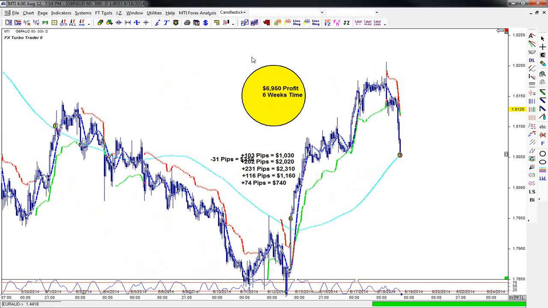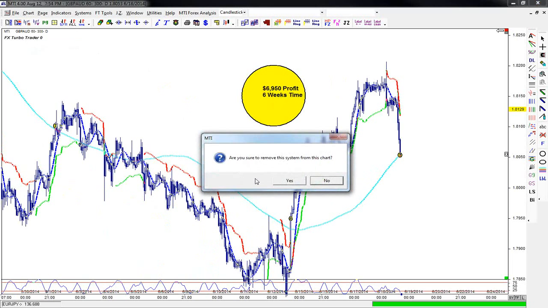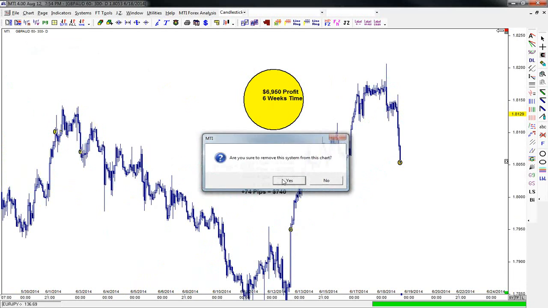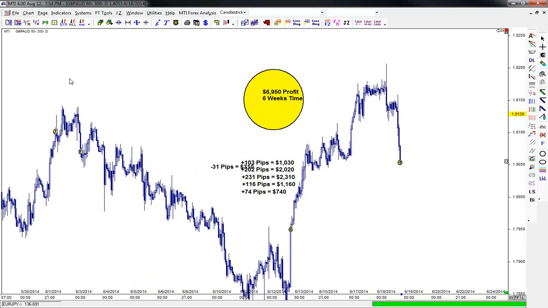Now, let's go ahead and do this. I went ahead and expanded the charts, and what I want to do is this. I'm going to remove this system, and I want to ask you all a question. How many of you feel that you would have been able to get the exact same results without the system? How many of you feel that, Mike, I would have gotten the same exact results without the system?